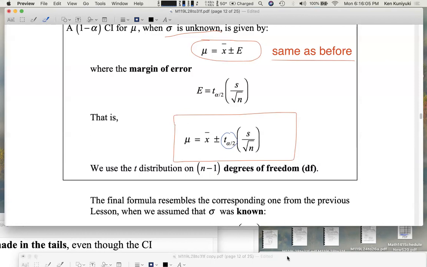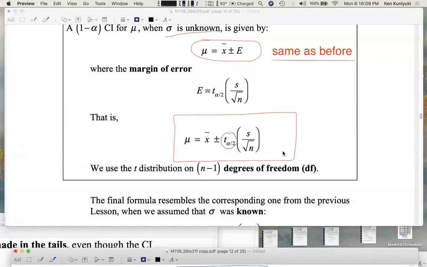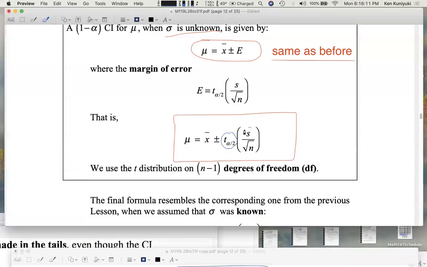Instead of sigma, we had sigma in lesson 28. We're going to replace it with S, the sample standard deviation, because we've drawn the sample by now, over root n. So you can see that the CLT piece is still here, basically, except that we're replacing sigma, the population SD, with S, the sample SD.